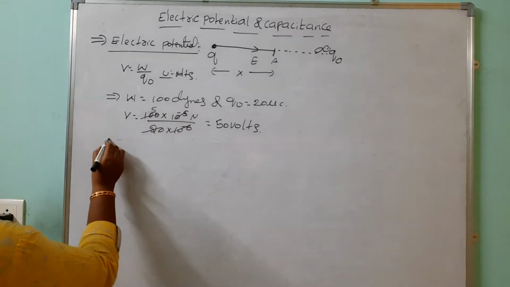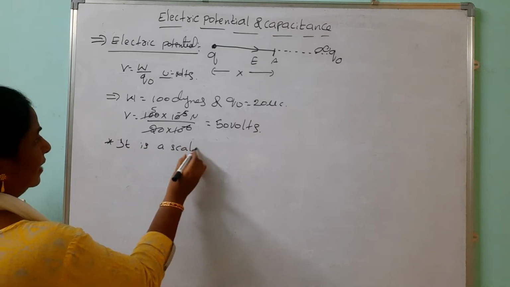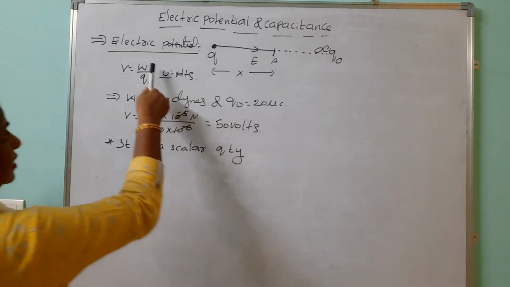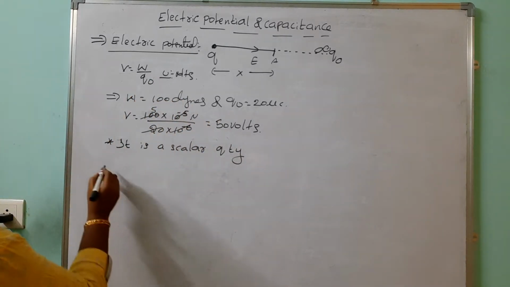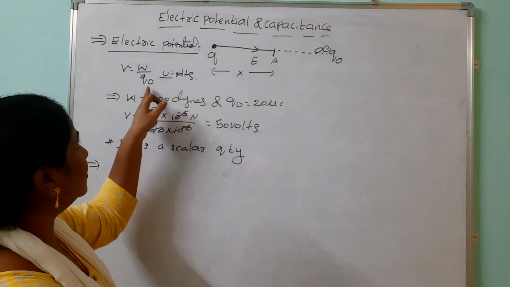You remember that it is a scalar quantity. It is a scalar quantity. Then the unit is volts, or joules per coulomb also you can take. Then one more formula is there. This is in terms of work and charge.